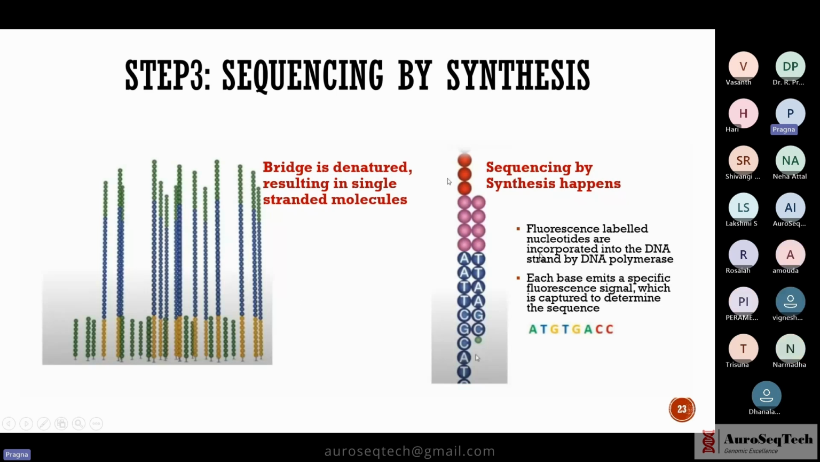After that, the sequencing by synthesis starts. So what happens? The fluorescence labeled nucleotides get incorporated. As you see here, the fluorescence labeled nucleotide gets incorporated to this DNA strand by the polymerase enzyme. Whenever a base gets incorporated, it emits a fluorescent signal. For each base, we get a different kind of signal. For example, this is A, T, G, T. We get different kinds of signal which the software recognizes and gives us a base.